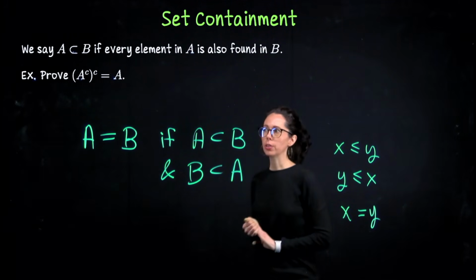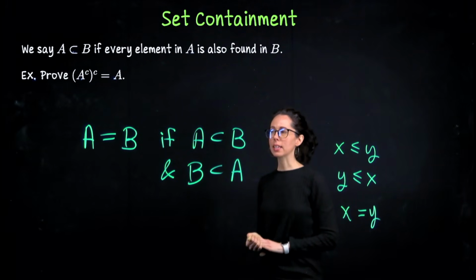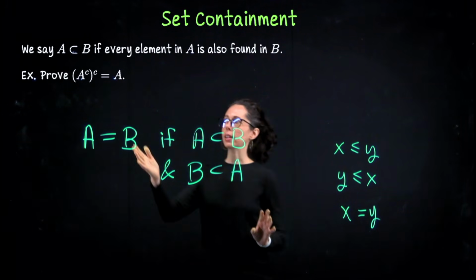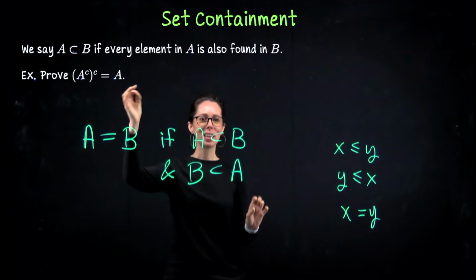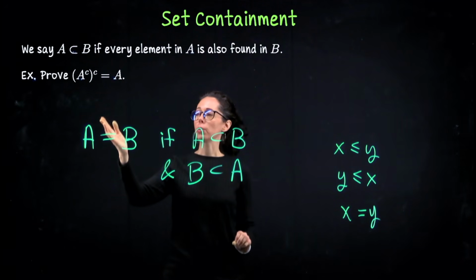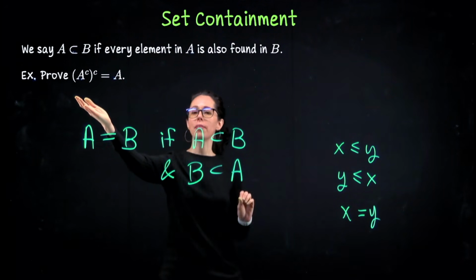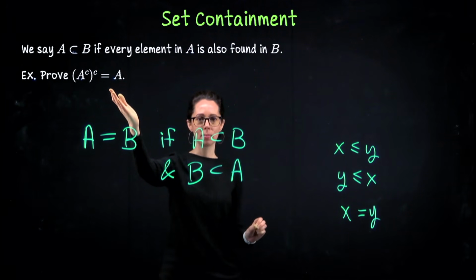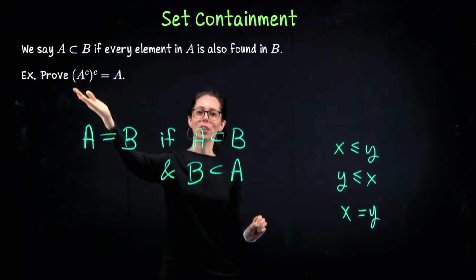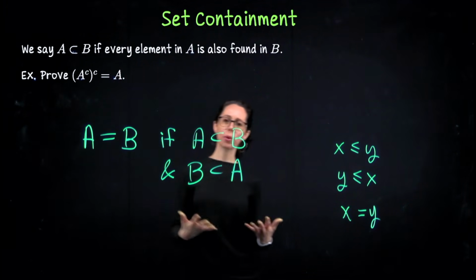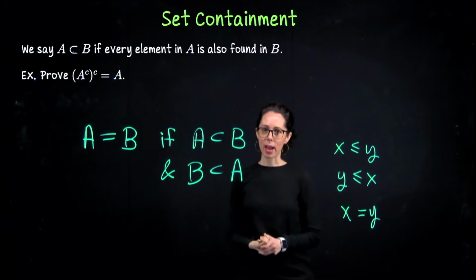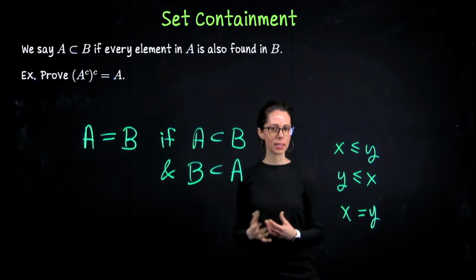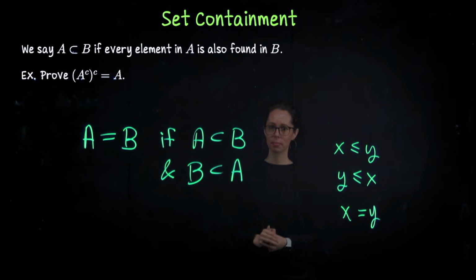So what I would like for you to do is pause and do this set containment proof twice to get to set equality. So show that the complement of A complement is a subset of A. And then show that A is a subset of the complement of A complement. So it's like two separate proofs. I will come back in a moment and do that. And then I will show you another way to tackle this that feels a little bit faster.